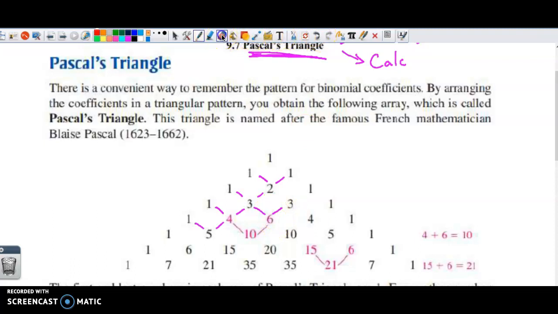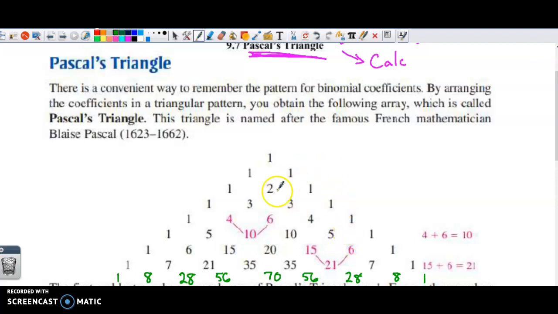Now, I don't like how messy this picture gets, so I usually don't put those tick marks in there. But you can easily come up with the next row. I think you can. 1, 8, 28, 56, 70, 56, 28, 8, and 1.